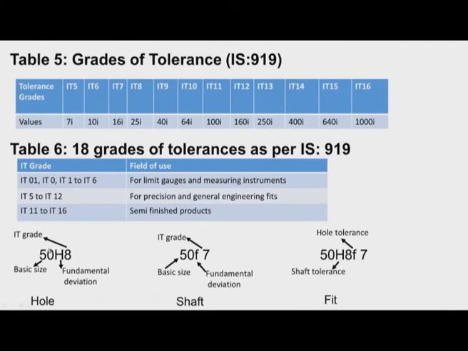Now this table shows the various grades of tolerances used as per IS 919 standard. So these are the tolerance grades IT5, IT6 up to IT16, and the second row indicates the tolerance values in terms of the tolerance unit, the international tolerance unit I. Now this table gives us 18 grades of tolerances as per IS 919.